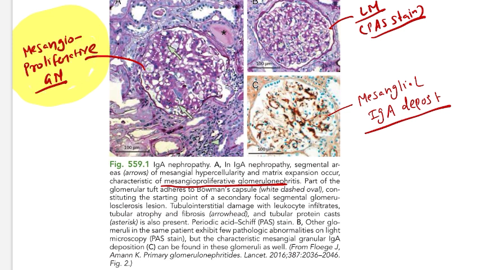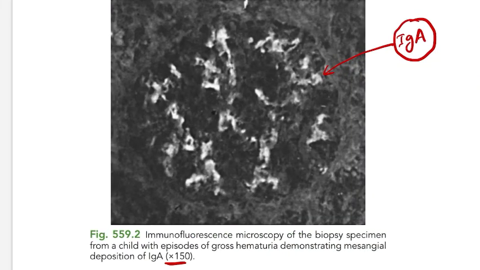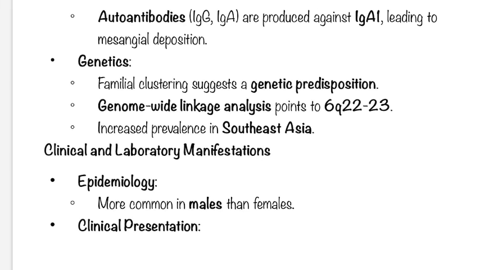On light microscopy, these features of proliferation will be seen, and on electron microscopy, mesangial IgA deposition will be seen. So in a nutshell, IgA deposition with mesangial proliferation is the key for IgA nephropathy. This is immunofluorescence microscopy suggestive of IgA deposition in the mesangium. This is pathognomonic of this disease.